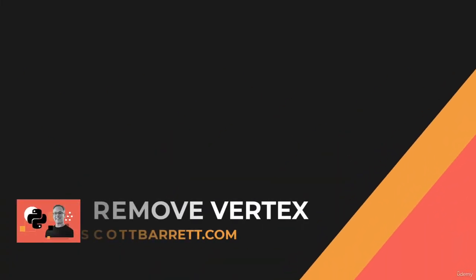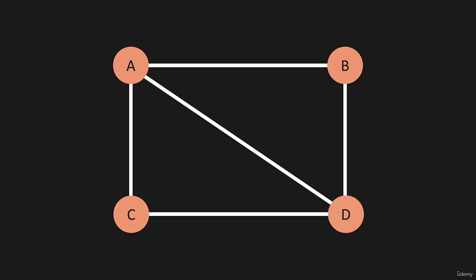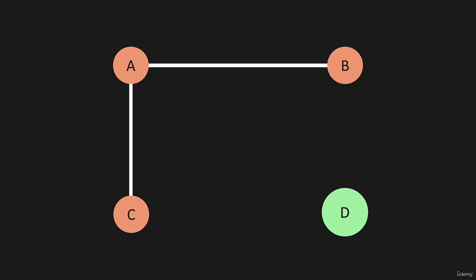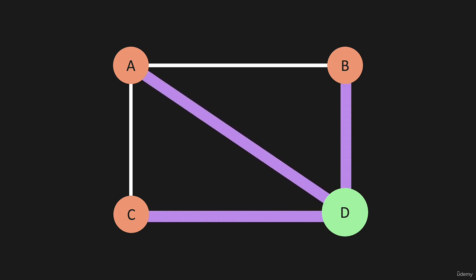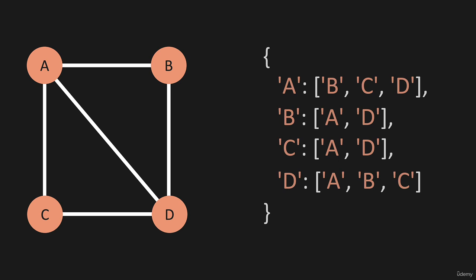Now let's create our method to remove a vertex. So let's bring this up. We're going to remove the D vertex. But before we can remove that vertex, we have to remove all of the edges that vertex has with other nodes. And it is only then that we can remove the vertex. So let's bring this back, put our edges back like that. And this is what that graph will actually look like.